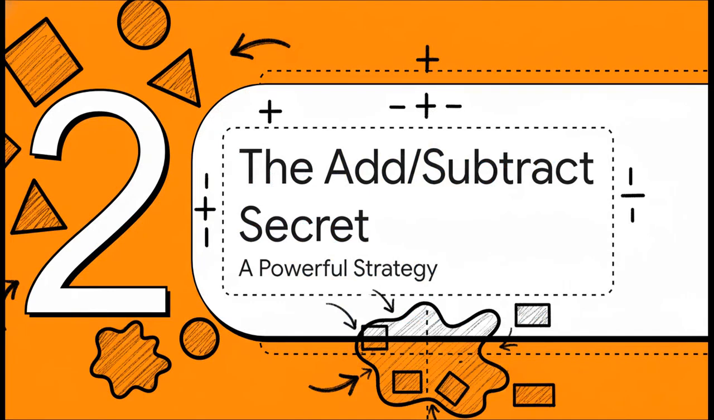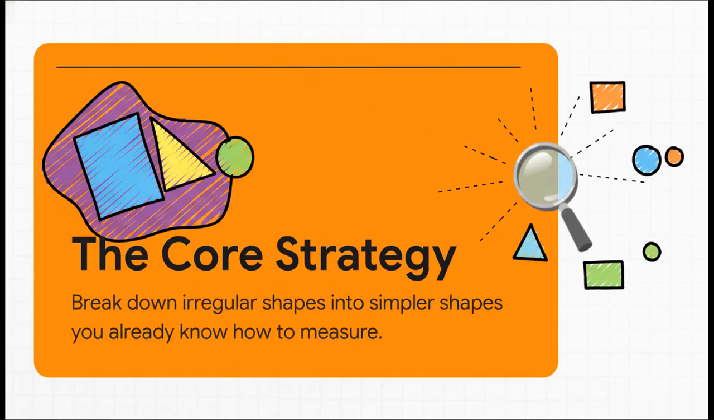And here it is, the core idea, the big secret, is what I like to call the add or subtract strategy. Now, I know it sounds simple, and honestly, it is. This one concept is the key that unlocks how to measure almost any irregular shape you'll ever come across. The best part is, we're not inventing any new math here. We're just being clever with the stuff we already know. The whole strategy is about seeing the simple shapes, the rectangles, triangles, and circles that are hiding inside the more complex ones.